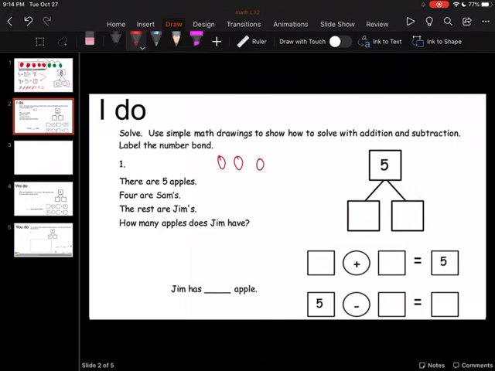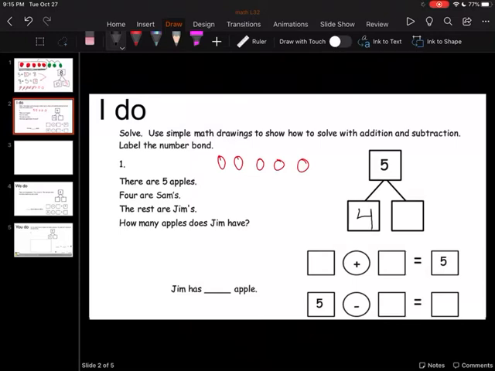1, 2, 3, 4, 5. 5 apples. 4 of them are Sam's. Okay, I'm going to fill in my number bond as I go. 4 of them are Sam's. So I'm going to write 4 in my number bond right here.